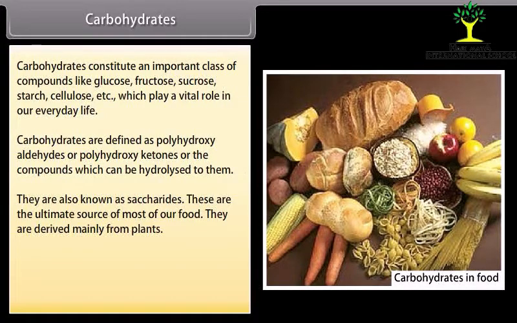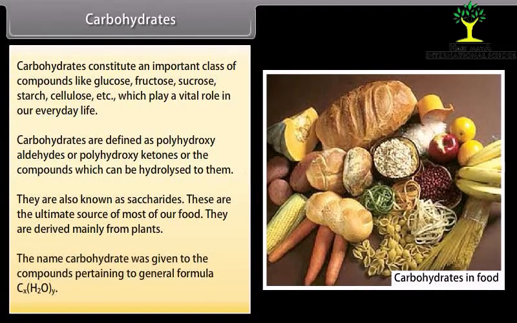These are the ultimate source of most of our food. They are derived mainly from plants. The name carbohydrate was given to the compounds pertaining to the general formula CxH2yOy.